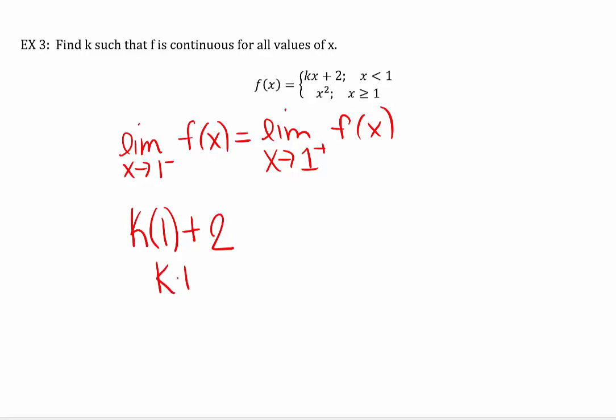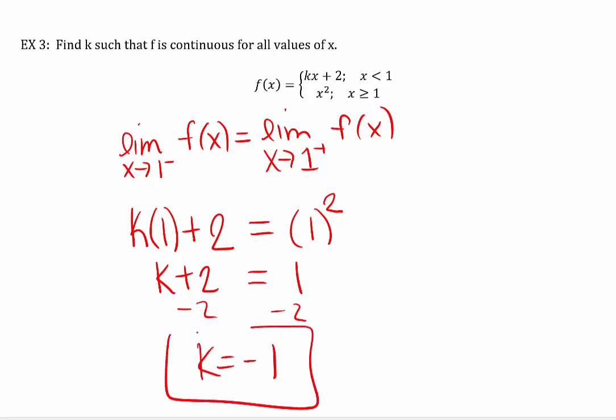That's k plus 2. And then I'm going to plug x equals 1 into the bottom piece, and I'm going to figure out when they would be equal. What value of k would make those things equal? So let's see, 1 squared is 1. And so these two expressions are going to be equal when k plus 2 equals 1. And so that means when k equals negative 1, the two pieces in the function line up, and this thing is continuous.